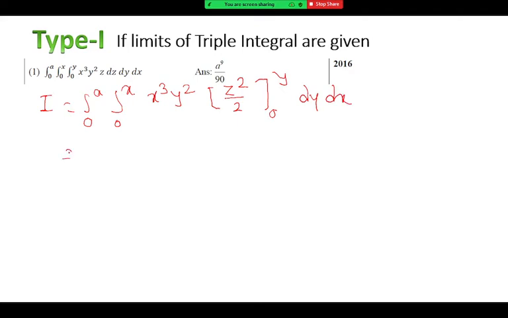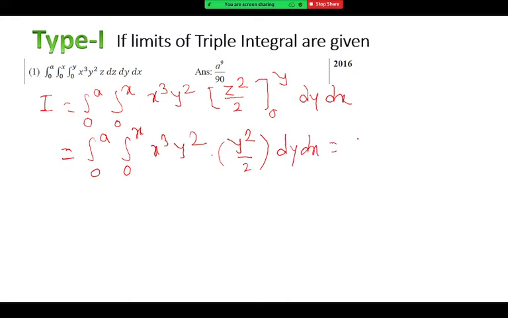Now tell me the integration. First we'll replace the upper and lower limit. When we replace the upper and lower limit, we get x cube y square into y square by 2. If we simplify this, we get x cube y raised to 4 by 2, dy dx. Now tell me the next integration.